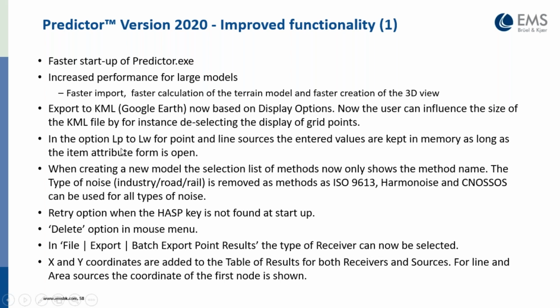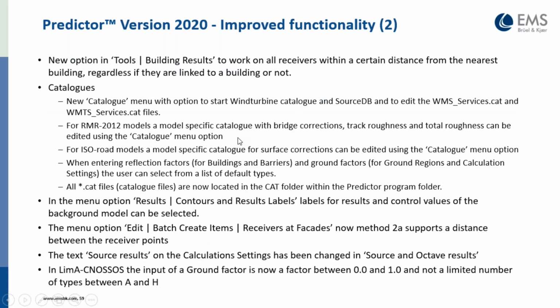There are some other options. It's not that interesting for now, I guess. Let me see what is interesting. Well, for users who are used to Predictor, they would like that the X and Y coordinates are also added now to the table of results. There's a delete option in the mouse menu, not really interesting for now.